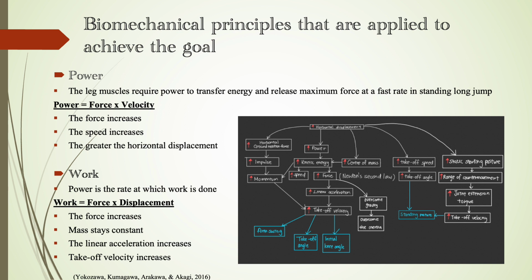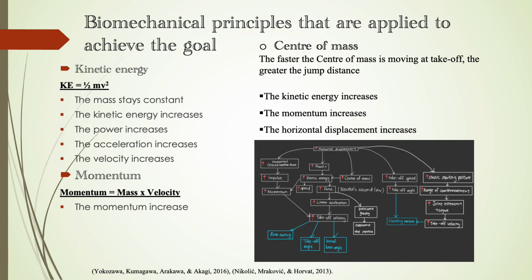Also, because power is the rate at which work is done, work equals force times displacement. When you perform standing long jump, the force increases and mass stays constant, so the linear acceleration will increase, and the takeoff velocity will increase as well. When a person jumps, their body gains kinetic energy. If you increase the power output, you can use more kinetic energy, so you will have more force and acceleration to propel your body forward to achieve a greater horizontal displacement.